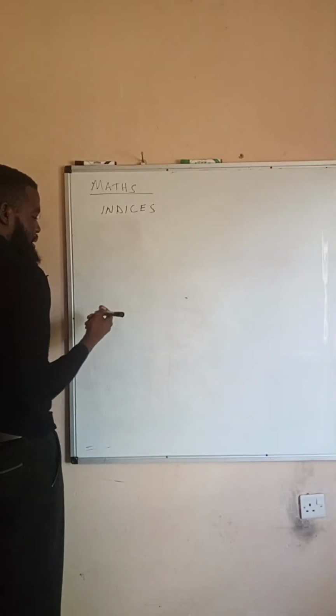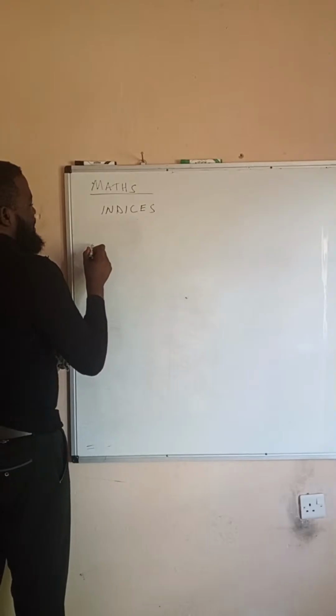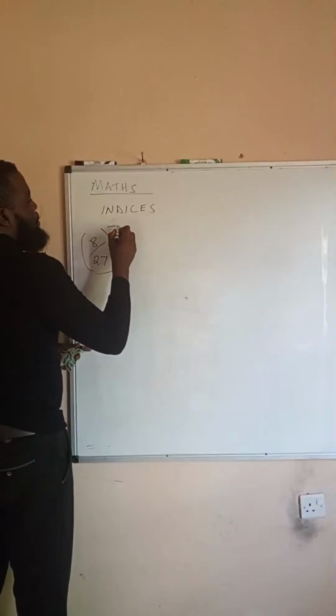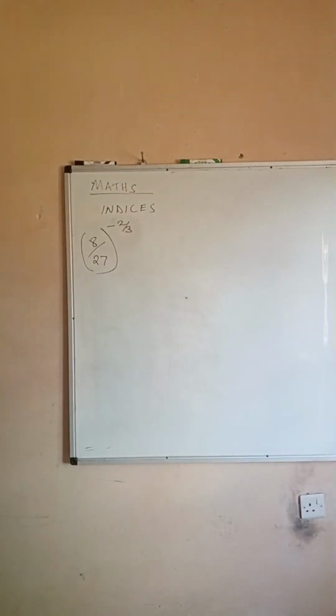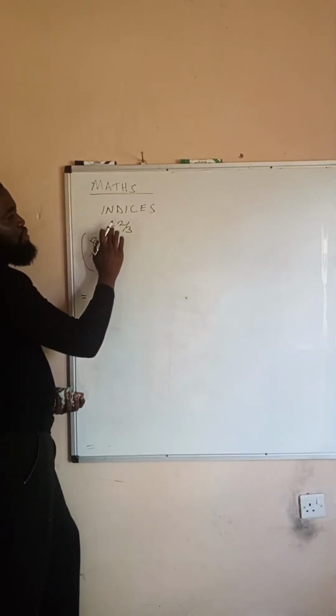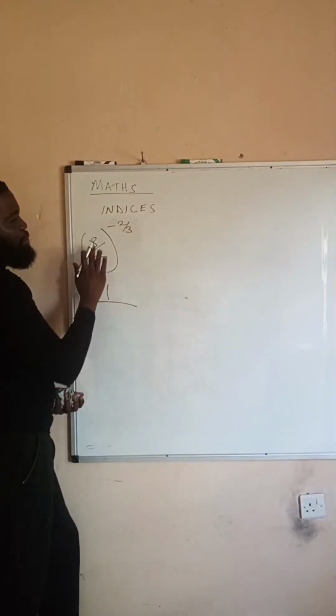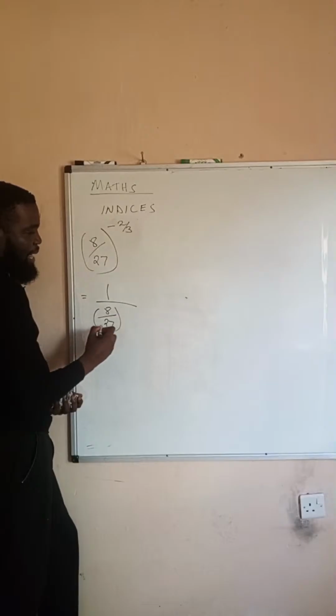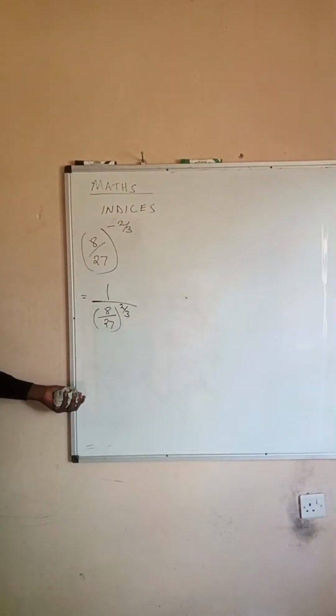What about if it is, for example, 8 over 27 to the power negative 2 over 3, like this? A question like that comes. What do you do? It's the same thing, like I said. The first thing you do is introduce a 1, then the negative will disappear here. So it will be 8 over 27 to the power 2 over 3. Okay? That's the first thing that you do.